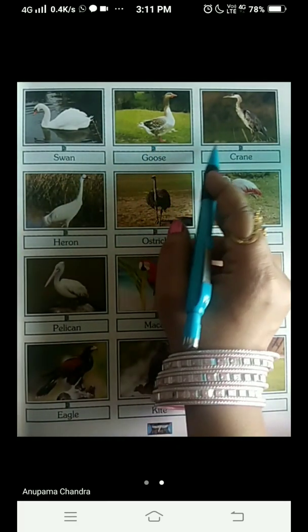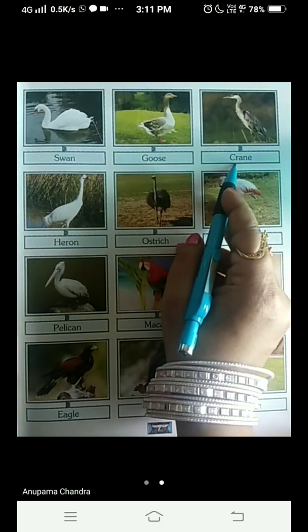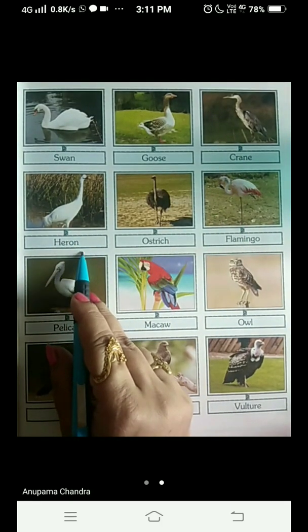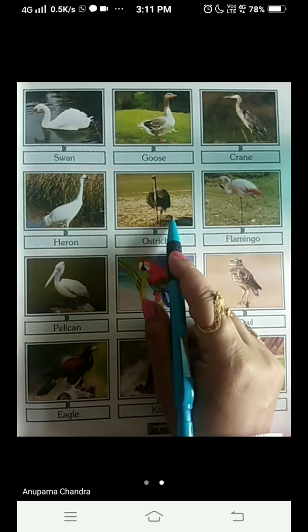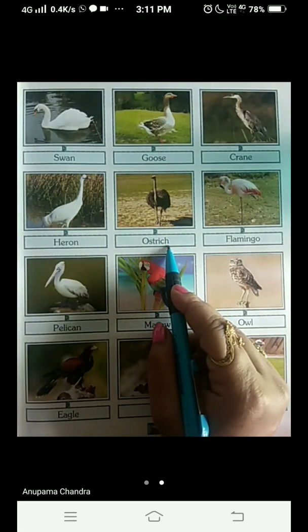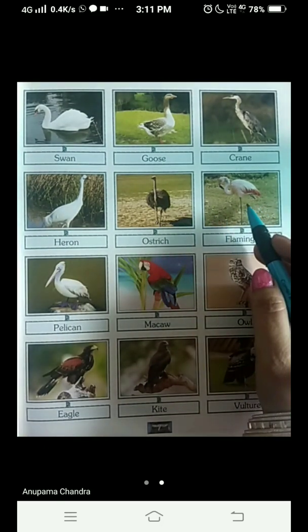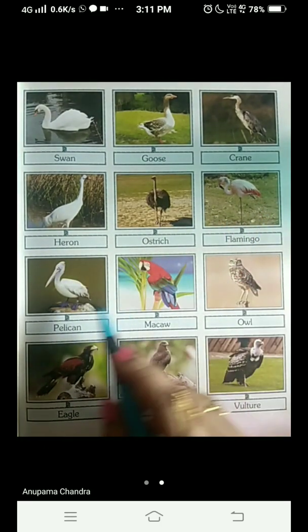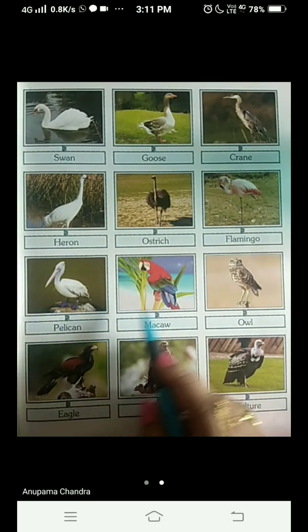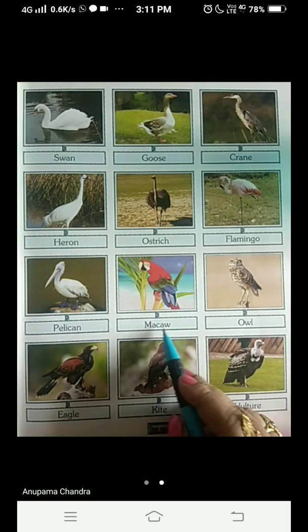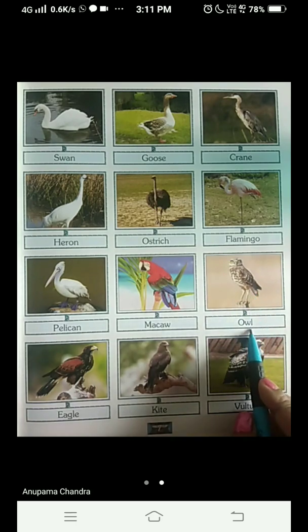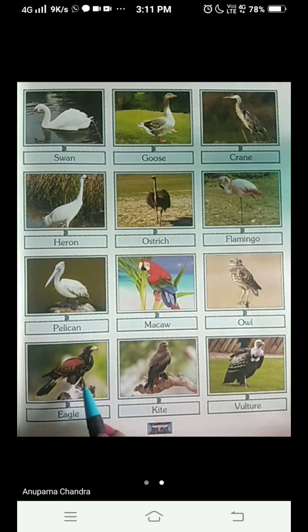Once again, swan, goose, crane, heron, ostrich, that is the biggest bird which cannot fly, flamingo, pelican, macaw, owl, eagle, kite, and vulture.